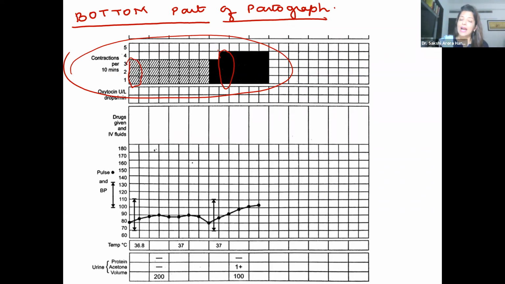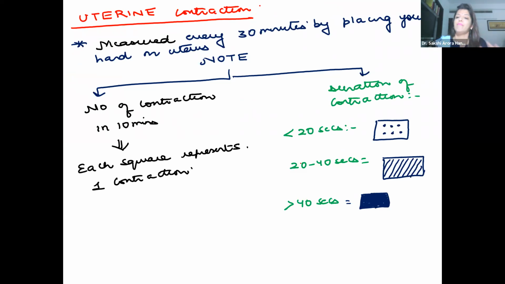Now, not only in these boxes, you will come to know the number of contractions, you will also come to know about the type of contractions. If the duration of the contraction is less than 20 seconds, then I am going to make dots in the box, right? So whenever I see that dots are made in the box, that means the contractions were very mild and they were lasting for less than 20 seconds.